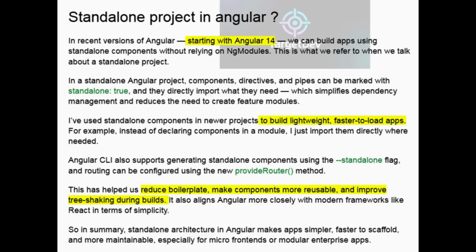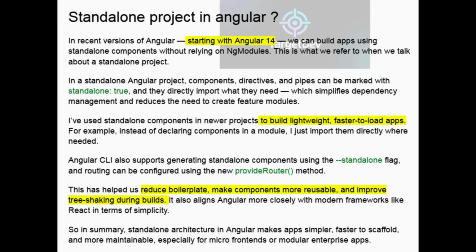In a standalone Angular project, components, directives, and pipes can be marked with standalone: true, and they directly import what they need, which simplifies dependency management and reduces the need to create feature modules. I have used standalone components in newer projects to build lightweight, faster-to-load apps. For example, instead of declaring components in a module, I just import them directly where needed.